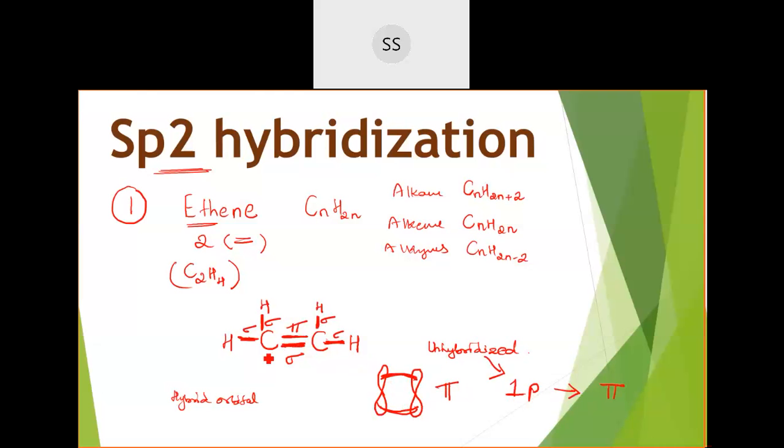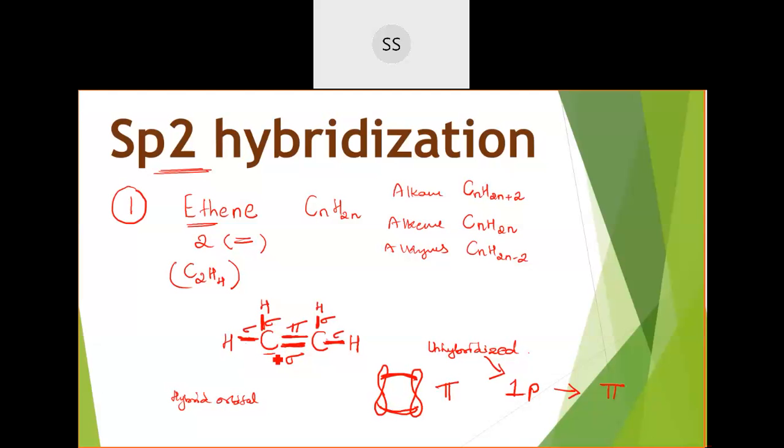Which ones are you supposed to use for the mixing process? The remaining orbitals: the remaining s orbital and the p orbitals, except one. The remaining two p orbitals and one s orbital you have to mix together. So how many hybrid orbitals will you get? Three. That three would be enough to form three sigma bonds.